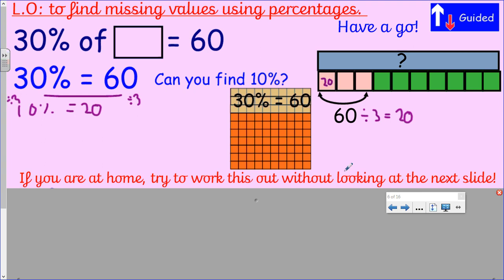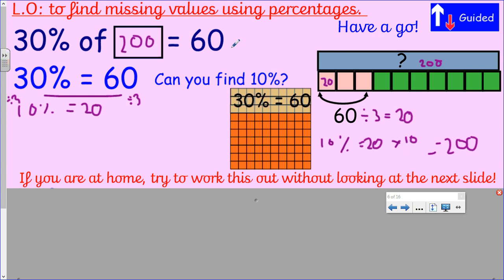And then it's straightforward, really, after that. If I know that 10% equals 20, all I need to do is times that by 10. Because 10% times 10 is 100%, and I want the full amount. 20 times 10, you should be shouting at me, is 200. So I'll pop 200 in up there, so you can see, and we'll have 200 in here as well. So 30% of 200 is 60.